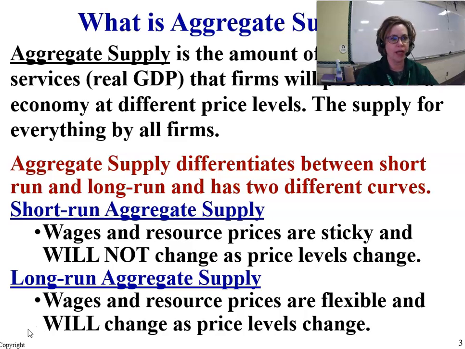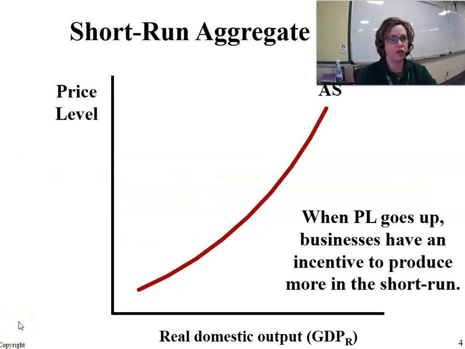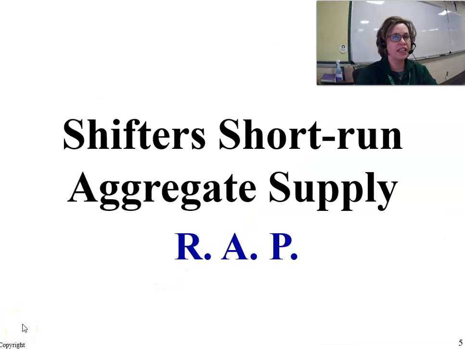For the short run, wages and resource prices are sticky and will not change as price levels change. In the long run, wages and prices are flexible and will change along with levels of price changes. So here's a graph of the short-run aggregate supply curve. When the price goes up, businesses have an incentive to produce more in the short run, and aggregate supply will go up. What shifts short-run aggregate supply?